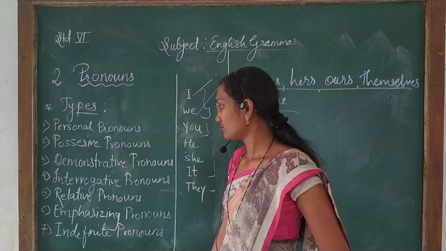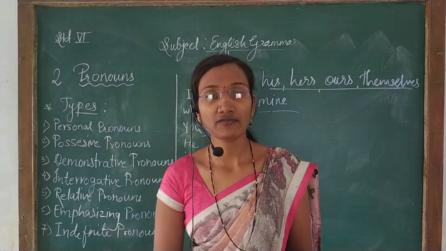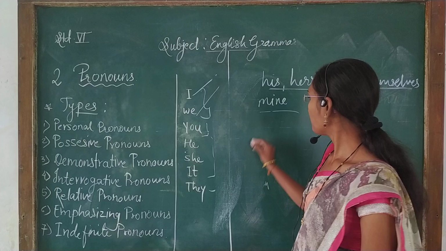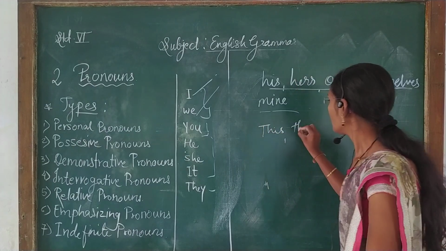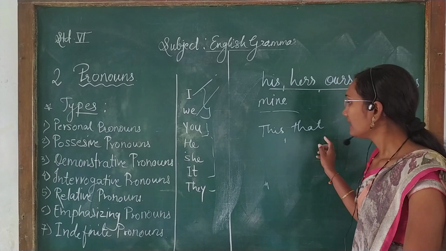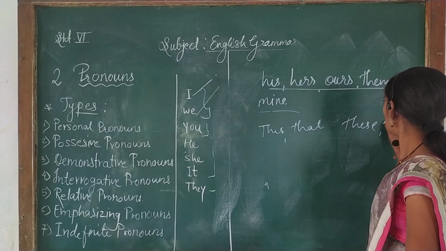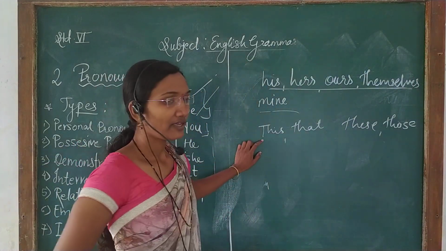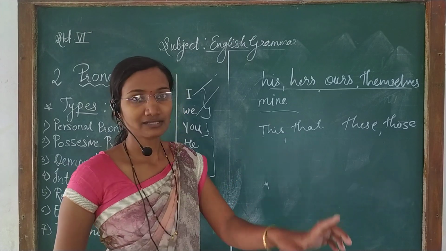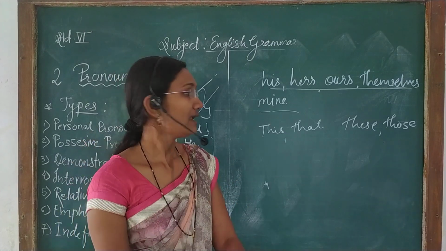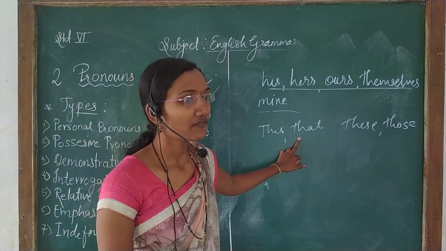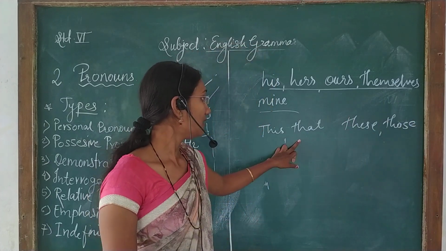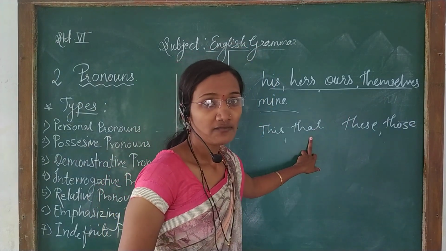Then the third one, demonstrative pronouns. When we point out something, we use demonstrative pronouns. Which are they? This, that are singular, and these, those are plural. When the thing is near to us, we use this: this is a book, this is a chalk. And when a singular thing is far away from us, we use that: that is a bag, that is a bench, that is a boy. For singular we use this and that, but this is for the close one and that is for the far away one.